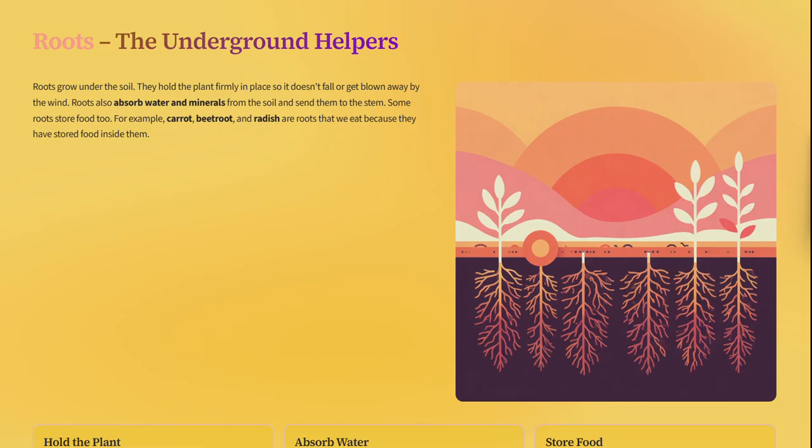Roots, the underground helpers. Now let's bend down and imagine we're looking under the soil. What do we see there? That's right, the roots. Roots are the parts of the plant that grow under the ground, and we can't always see them, but they're always working hard. Roots act like an anchor holding the plant firmly in the soil. Without roots, a strong wind or heavy rain could easily knock a plant over. But that's not all. Roots also absorb water and minerals from the soil.